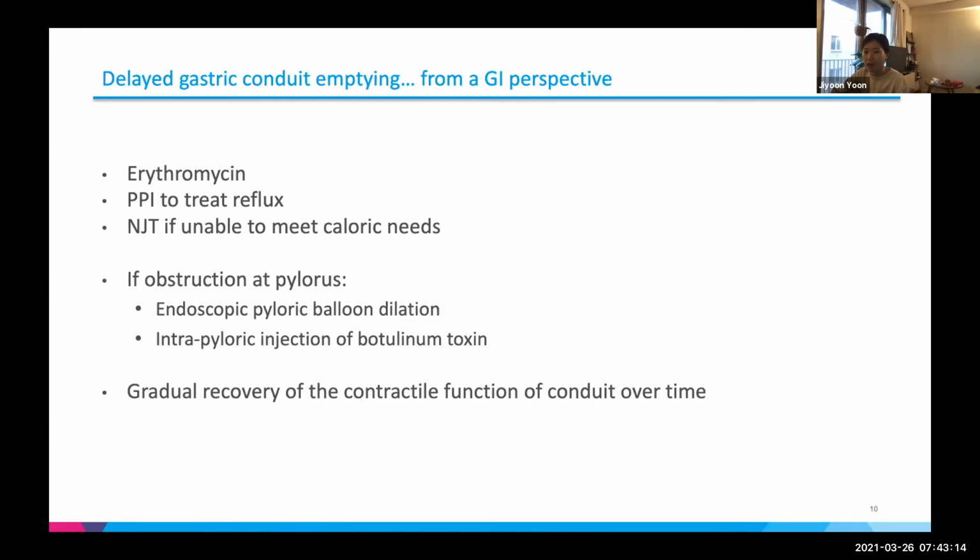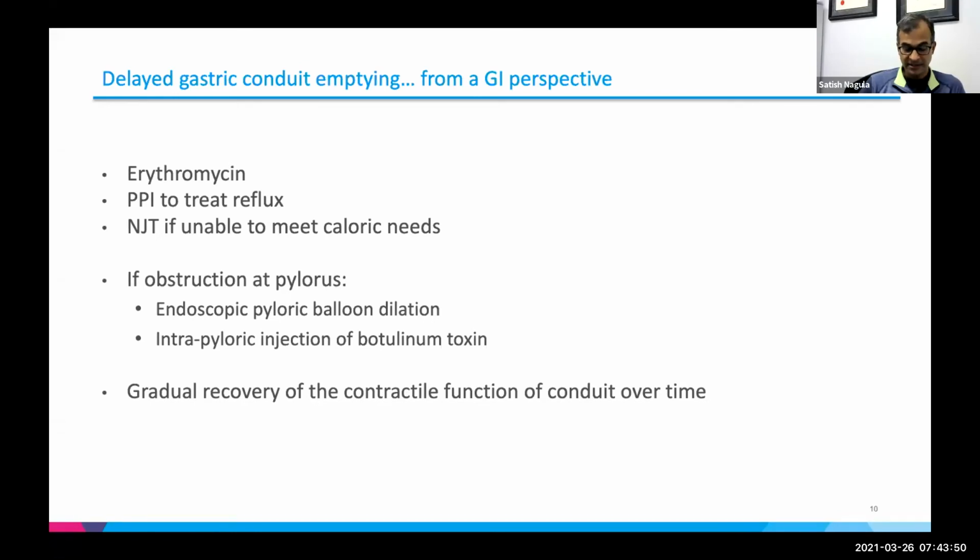And I think the pyloric balloon dilation is slightly more preferred, although I don't know the exact data behind that. There is a gradual recovery of the contractile function of the conduit over time. So the patient is eventually able to tolerate a little more oral intake and maintain their weight, hopefully without the feeds. I was wondering if anybody else had come across this and whether they had experience in managing these kinds of patients. So I will say I've seen a lot of patients with this.